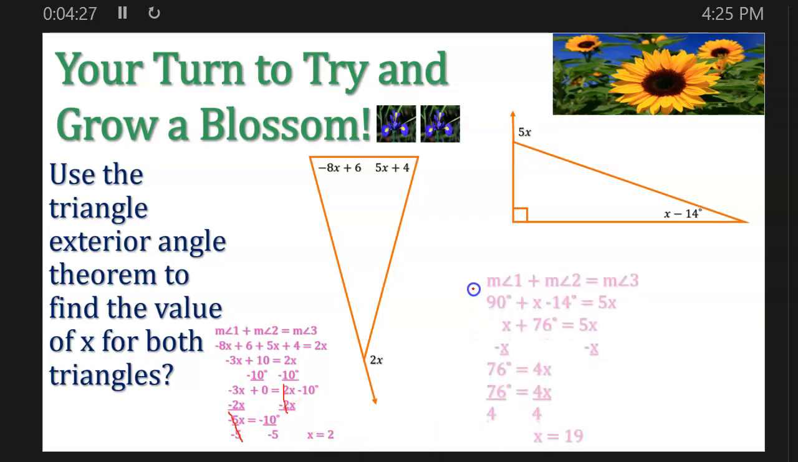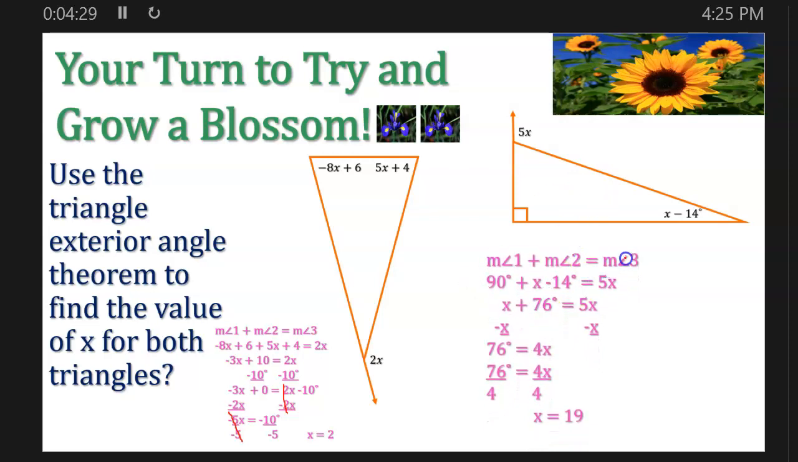For the second example, we have the measure of angle 1 plus the measure of angle 2 equals this outside measure of angle 3. So 90 here plus this x minus 14 has to equal the 5x. Okay, combine your like terms. So the 90 here is going to be combined with this minus 14. That's going to give us a 76.